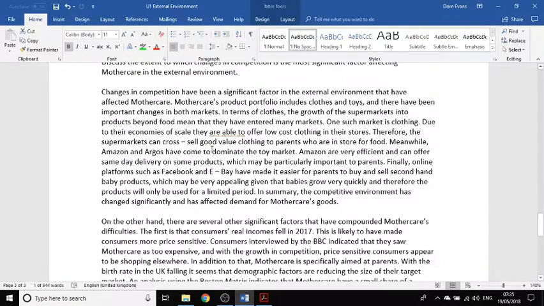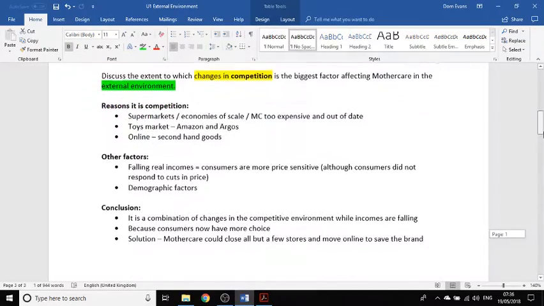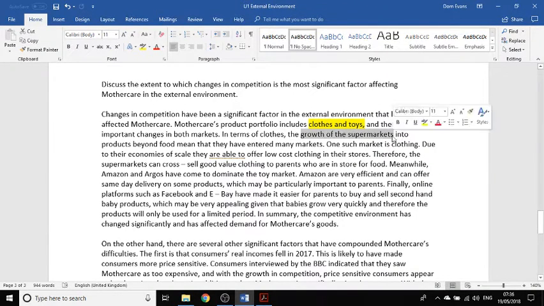My first paragraph is about why changes in the competitive environment are the biggest factor affecting Mothercare. Changes in competition have been a significant factor in the external environment that have affected Mothercare. Mothercare's product portfolio includes clothes and toys, so I'm using the information in the case study. This is about the clothes and toys that they sell, and there have been important changes in both markets. In terms of clothes, the growth of supermarkets into products beyond food means that they have entered many markets. One such market is clothing. Due to their economies of scale, they're able to offer low-cost clothing in their stores.